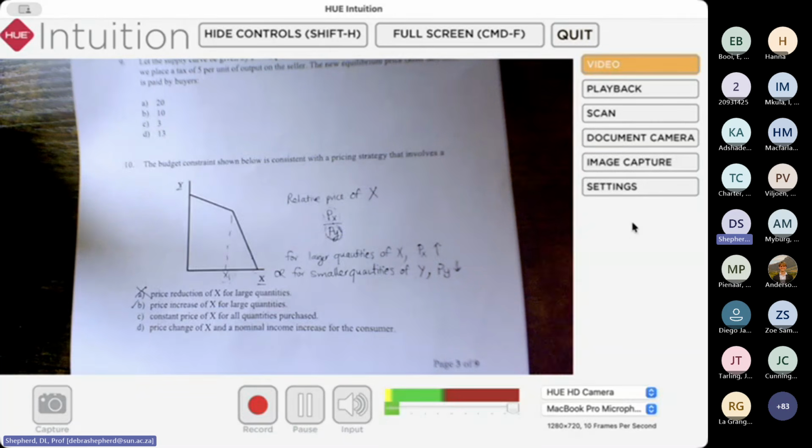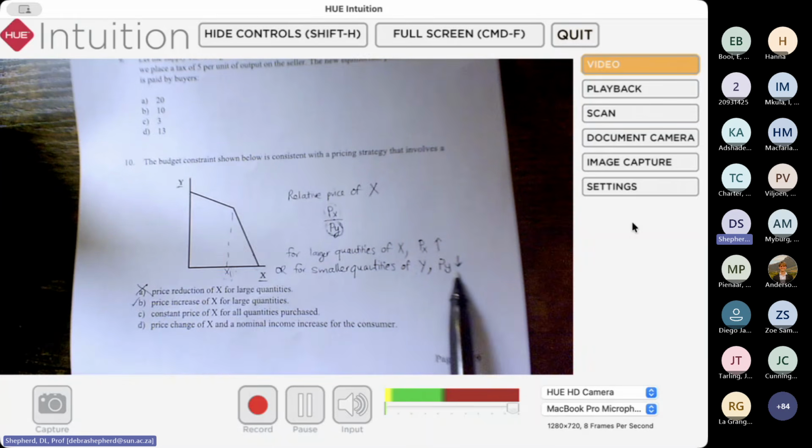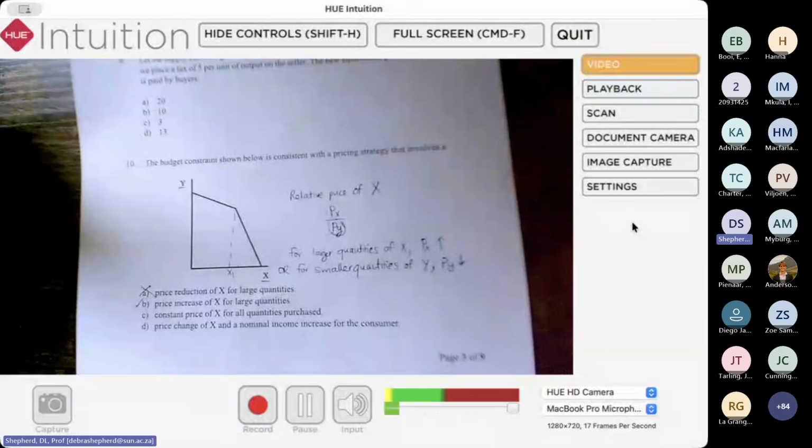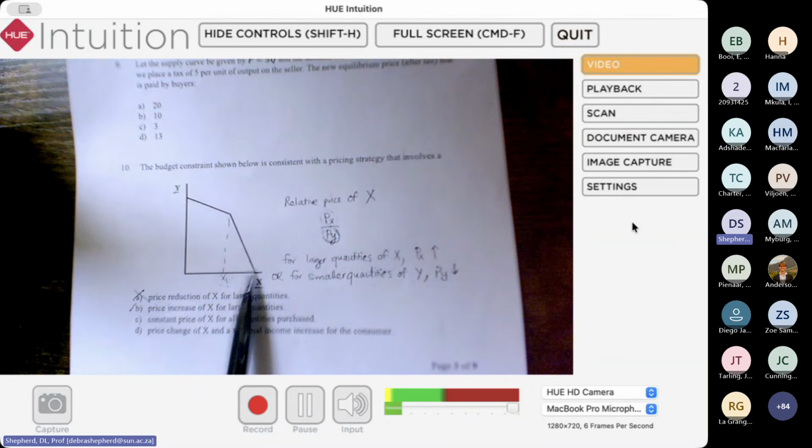C, a constant price of X for all quantities purchased. If that was the case, then it may be that the budget constraint could look this way, but only if we know what is happening to the price of Y. So C can't necessarily be correct because we don't know anything about how the price of Y is changing. If all we know is that the price of X is remaining constant, that's not enough information for me to figure out whether that's the reason why the budget constraint looks this way. So C is incorrect.